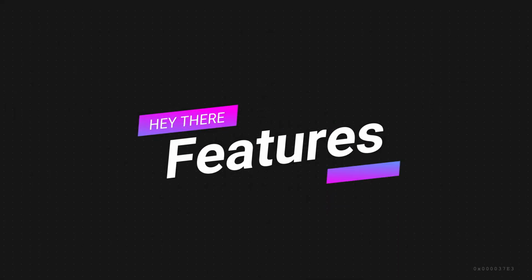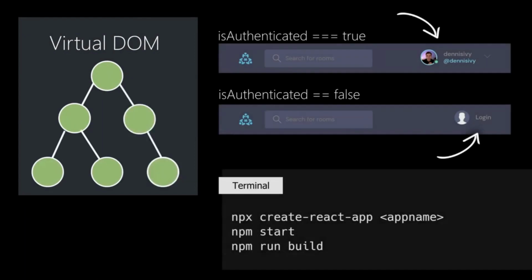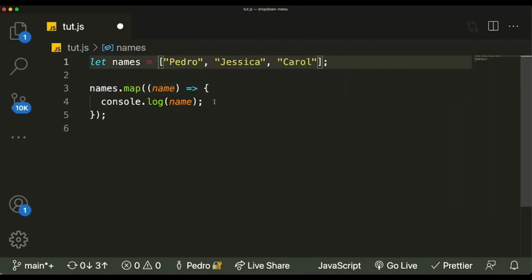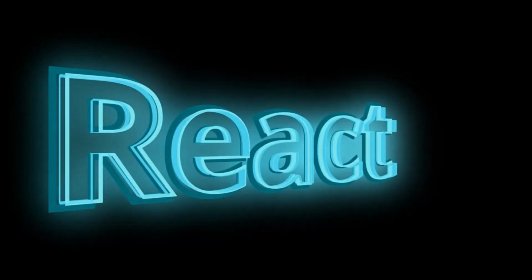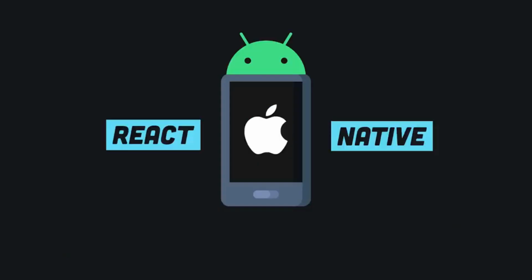Alright, so React boasts some fantastic features. It's known for its virtual DOM, a smart optimization that improves performance by reducing unnecessary re-renders. React also supports one-way data binding, enabling predictable data flow. Additionally, React Native, a sibling library, lets you build mobile apps for multiple platforms using the same React skills.